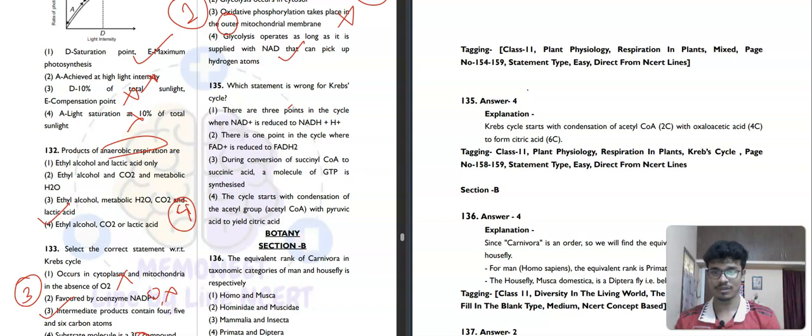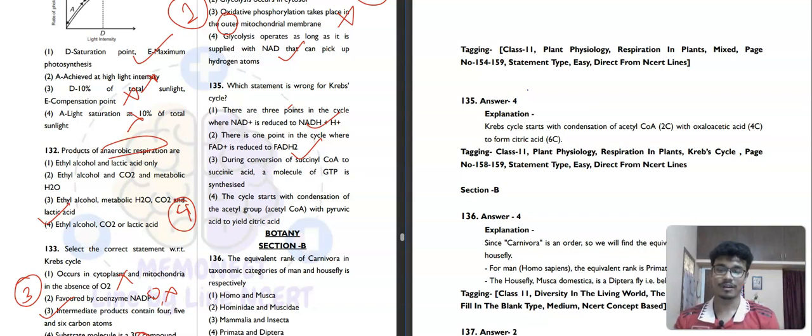It is asking which statement is wrong for Krebs cycle. There are 3 points in the cycle where NAD+ is reduced to NADH + H+, correct one. And there is 1 point in the cycle where FAD is reduced to FADH2. If you see the Krebs cycle, you will get all this. I am not explaining the whole cycle here.